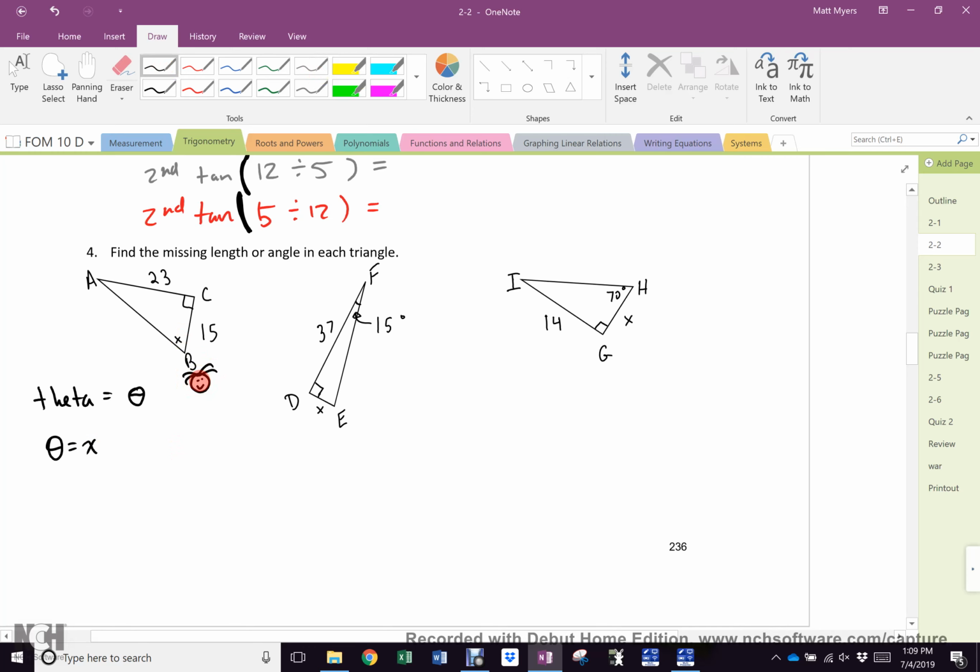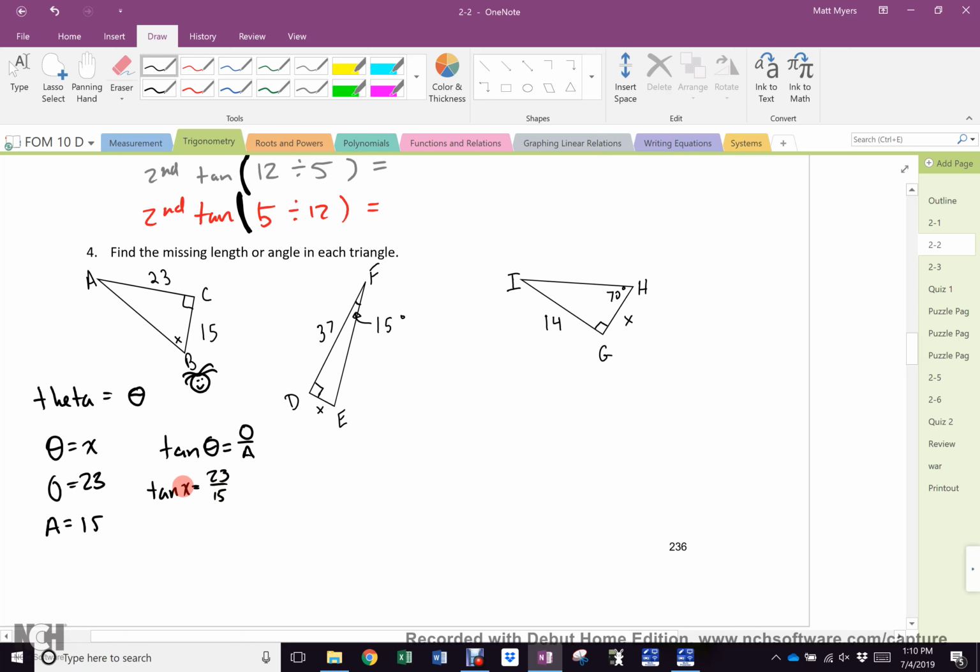Once I set up camp there, that tells me what's opposite and adjacent. So what is opposite to me in this triangle? 23. What is adjacent to me in this triangle? 15. Now I know that tan of any angle always equals opposite over adjacent. Well, theta is x. So tan x equals 23 over 15.